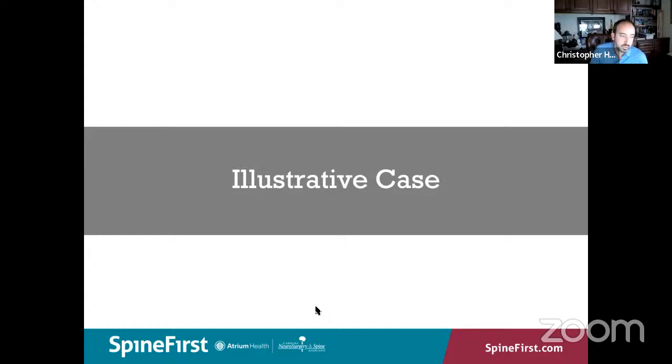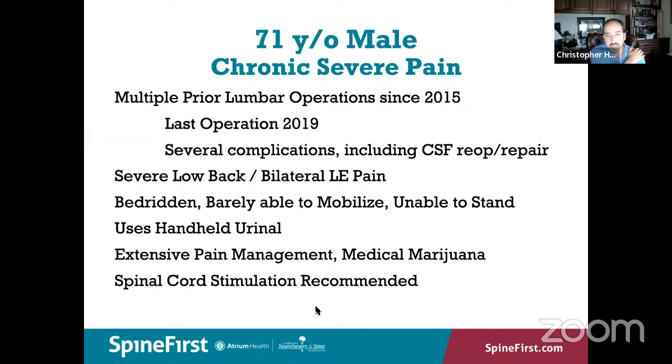So this patient was a 71-year-old male who had multiple prior lumbar operations beginning in 2015. His last operation prior to presenting to our practice was in 2019. And he had several complications with his surgeries, including a CSF leak with a reoperation and repair. He also had at some stages evidence of pseudoarthrosis and screw loosening that required revision.